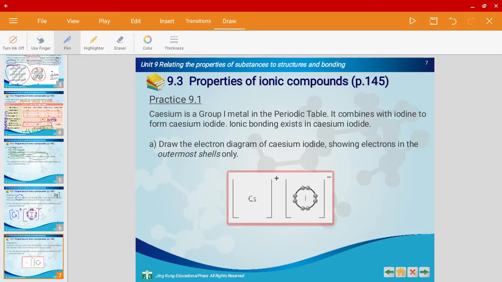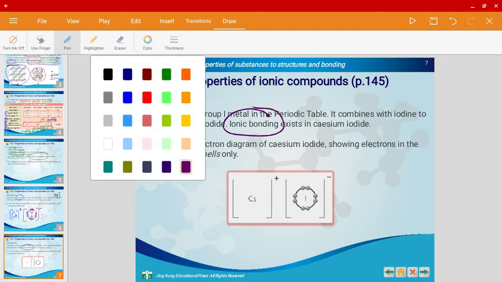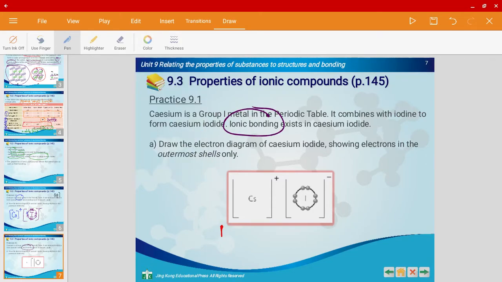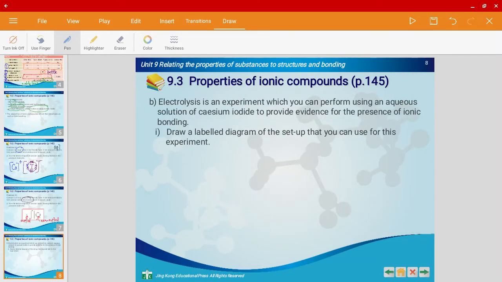Cesium iodide. And how can you be sure that ionic bonding exists? Remember, I told you usually it will be between a metal, cesium is a metal, and a non-metal, iodine. Most of the time it is in this case. However, there are some exceptions, and I've talked about them in class. Alright, let's continue. Question B.